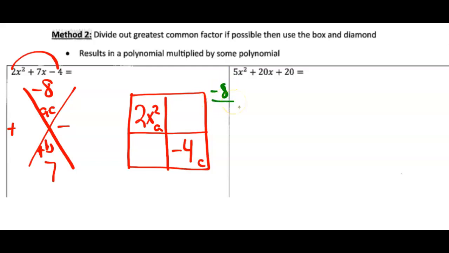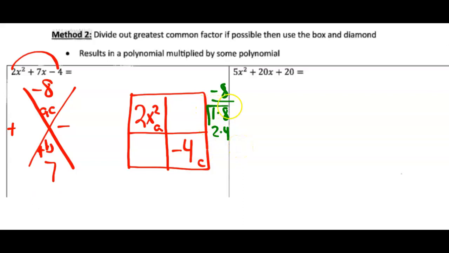What numbers multiply to negative 8? Well, 1 times 8, 2 times 4, 3 times nothing, 4 times 2, that's a repeat, so I'm done. Okay, so which ones add to 7? 2 plus 4 doesn't add to 7, and 2 minus 4 doesn't add to 7.